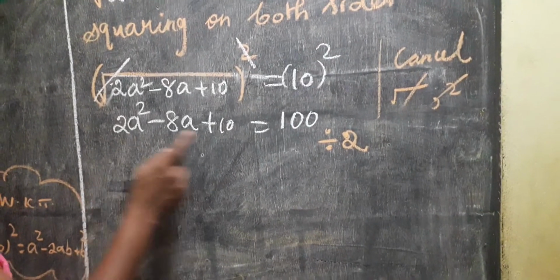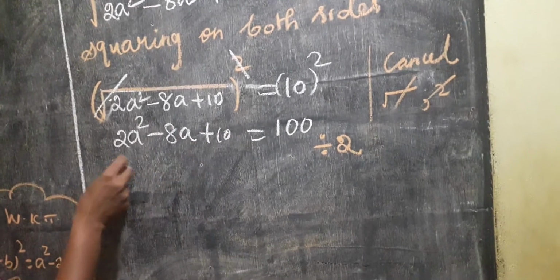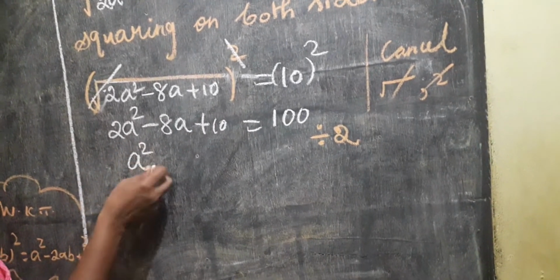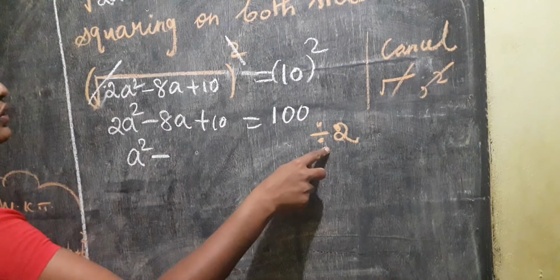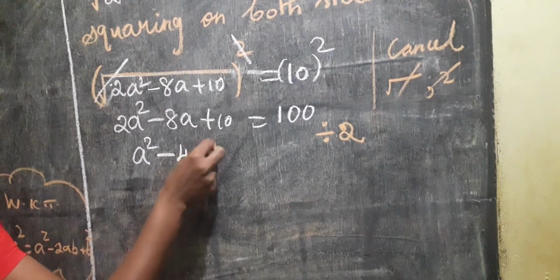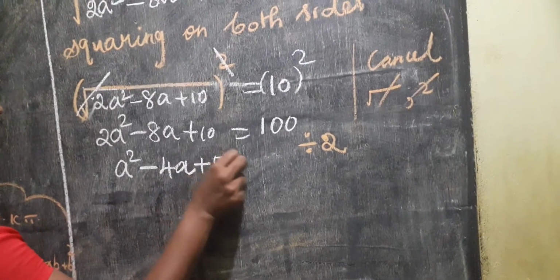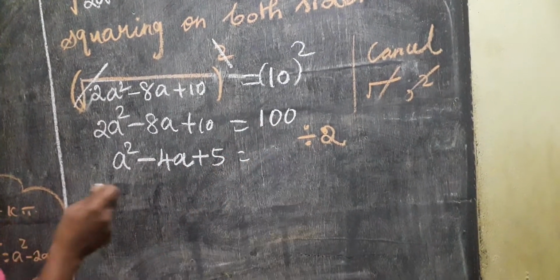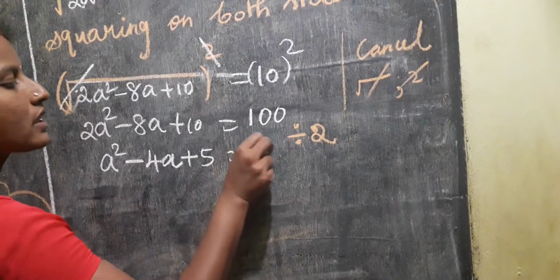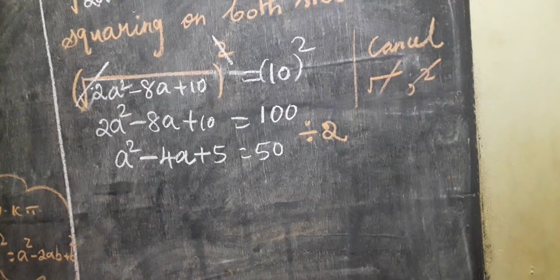2a² divided by 2, the 2 cancels, so a². Then 8a divided by 2 is 4a, so minus 4a. Then 10 divided by 2 is 5, so plus 5, is equal to 100 divided by 2. 100 divided by 2 means what is the answer? 50. So you have to divide this equation by 2.